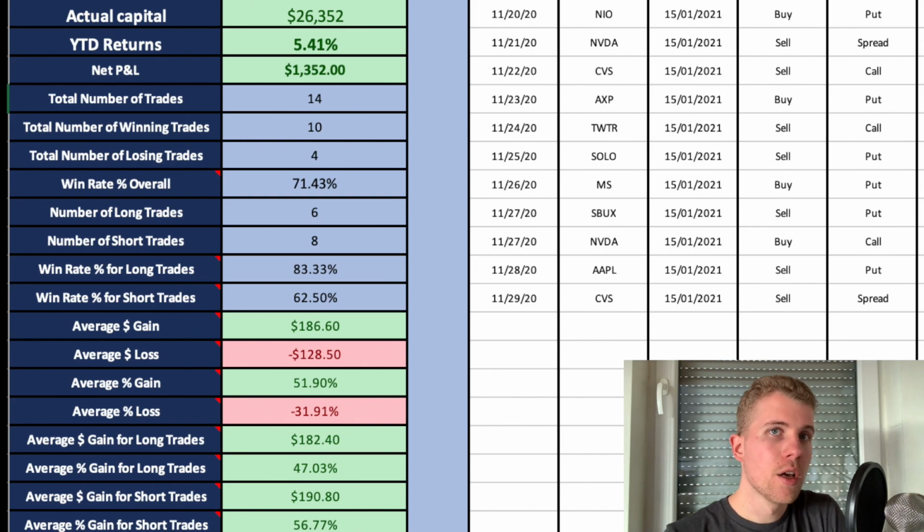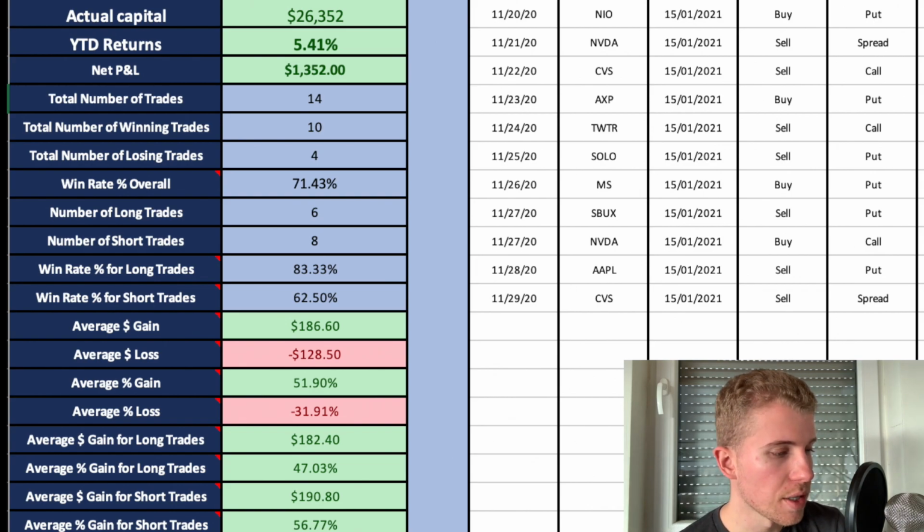So for example, if you sell a put, if you sell an option, that's what I call a short trade. If you buy an option, that's what I call a long trade. And directly you can actually see the win rate percentage for your long trades and for your short trades. And that's actually quite useful to know, because what happens if you are only losing money when you go long and you haven't really realized this?